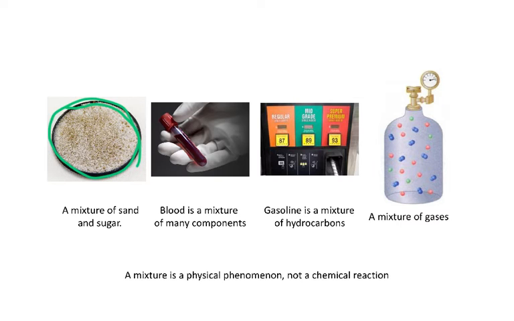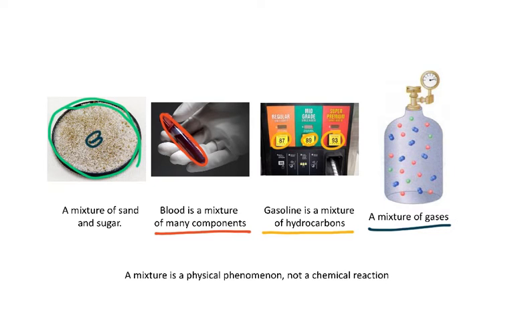Blood is a mixture of many components. Obviously, there's a lot going on inside there, and they're not reacting with each other. They're just all mixed in together. The gasoline that you get at the pump, if you're still doing that nowadays, it's very cheap, is a mixture of different hydrocarbons, right? That's why they have different octane ratings, different prices. Some mixtures are premium, regular, and so on. And then from last chapter, right, mixture of gases. So these are all just simple examples of what a mixture could be.